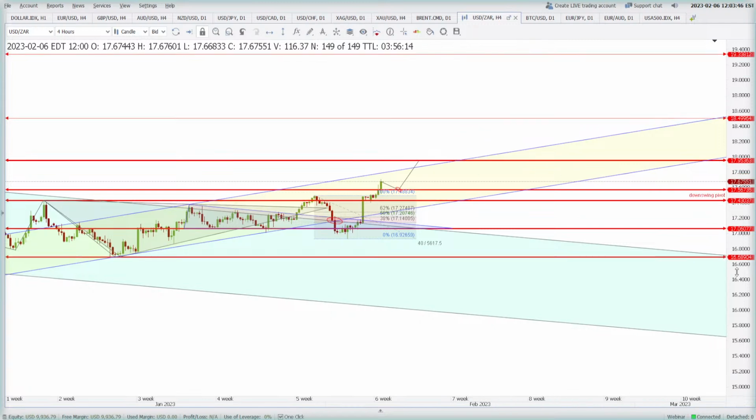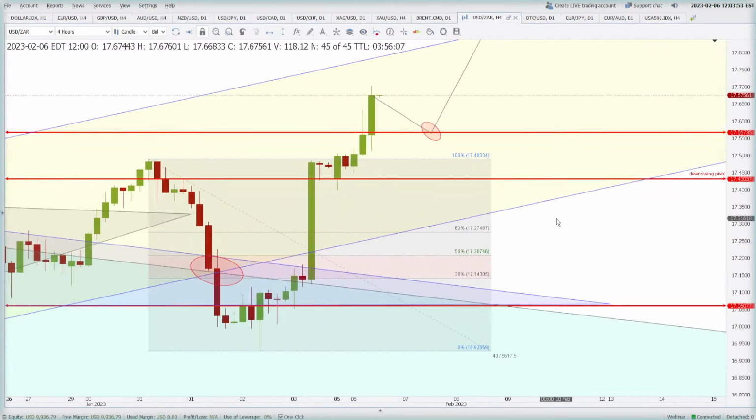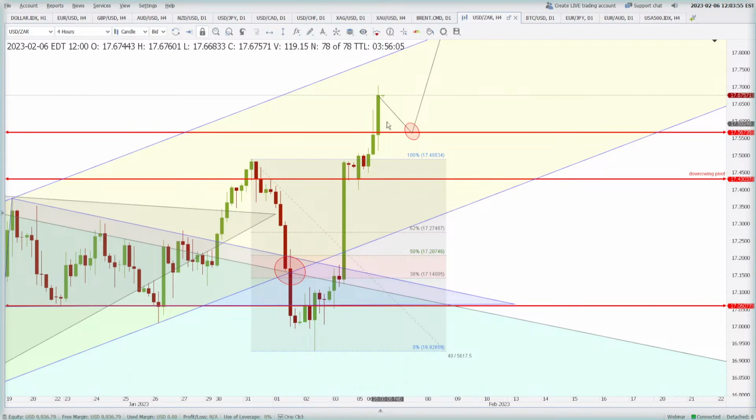Okay, but you don't have to be charmed by what the possible targets are. You have to be very careful about the risk that you are going to take. So please buy it very close to 17.5673 or 17.4303. I mean very close to the support area.